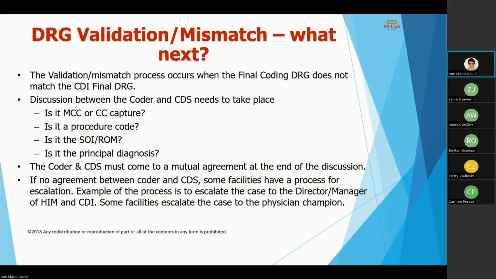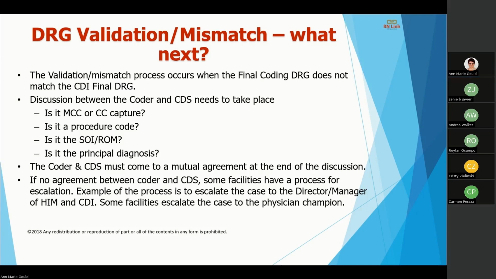So this is where you have a discussion between the coder and the CDS, and what is the mismatch? What are we missing, or what was done that we might have missed? Maybe they had a procedure done and we didn't capture that because we didn't have the full op report available to code that procedure. Was it an MCC or CC capture that we might have missed? We're human, we make mistakes, right?